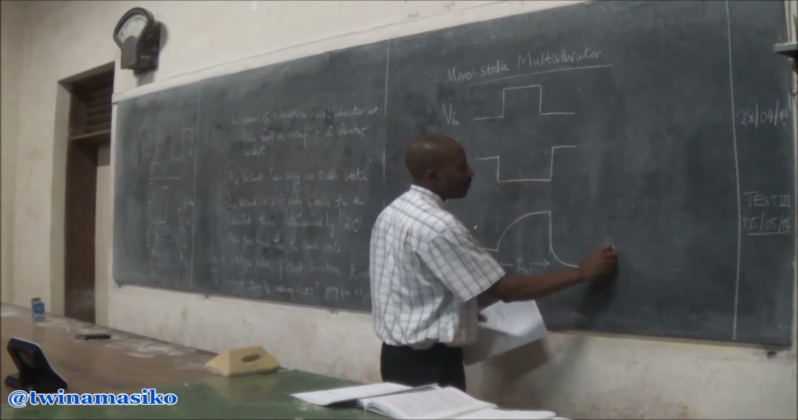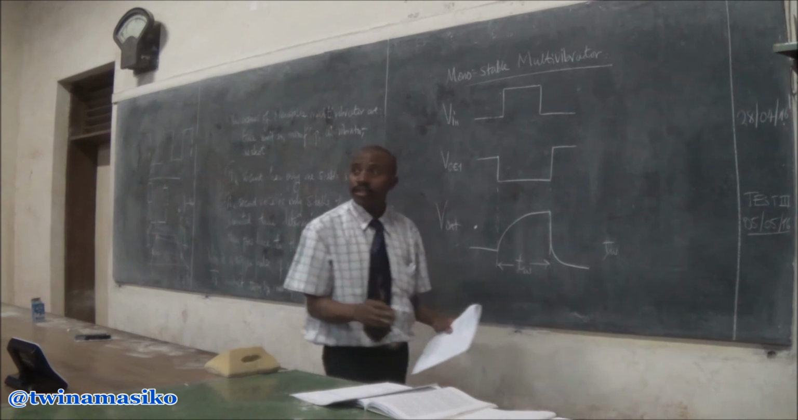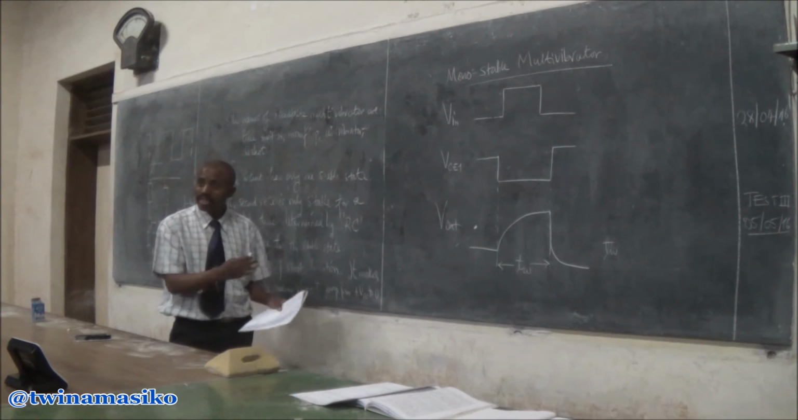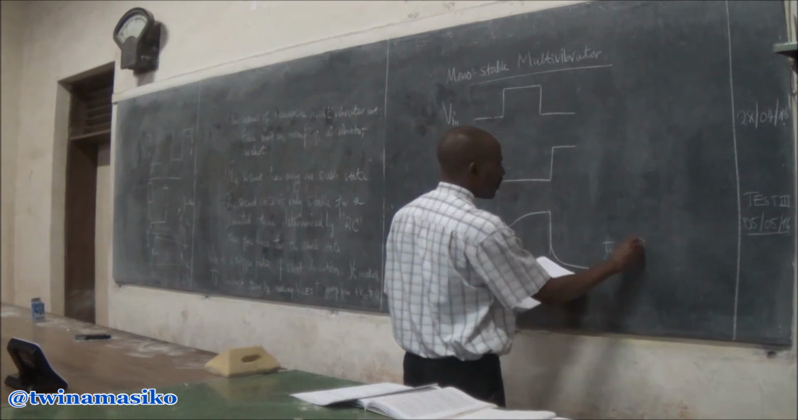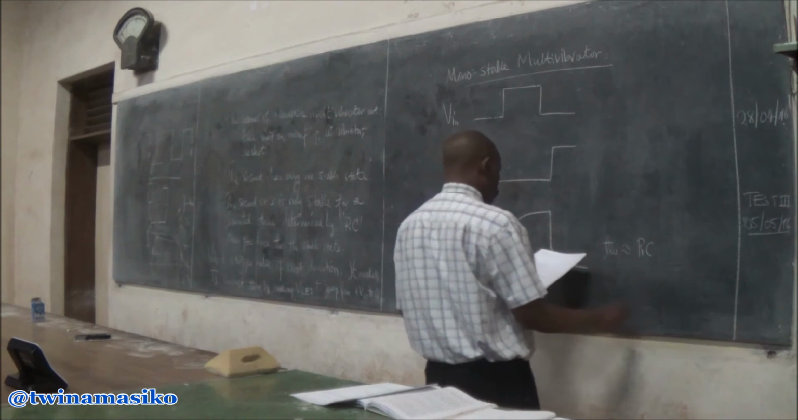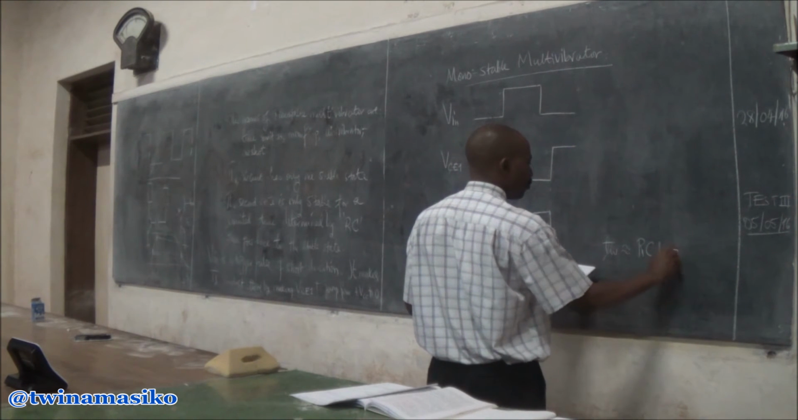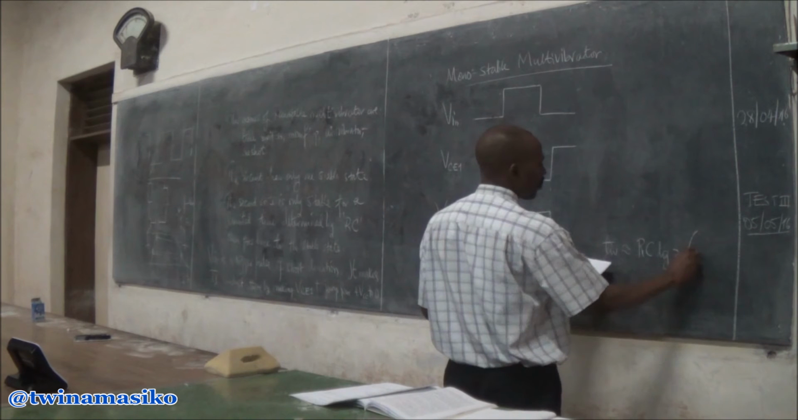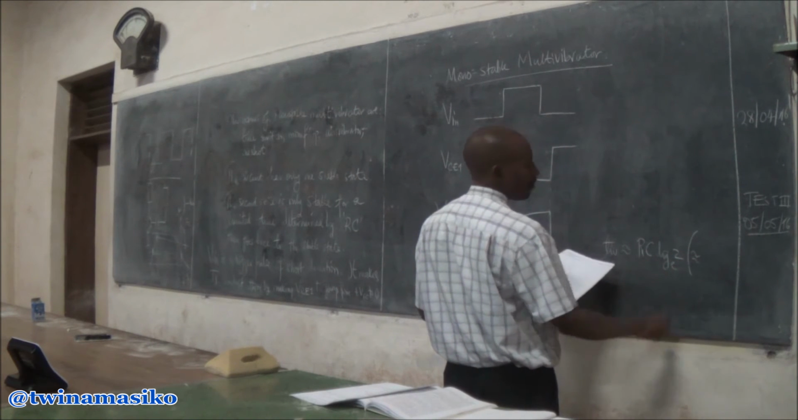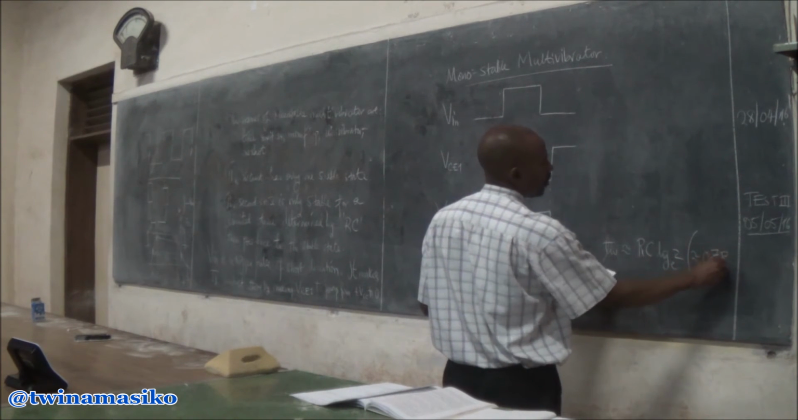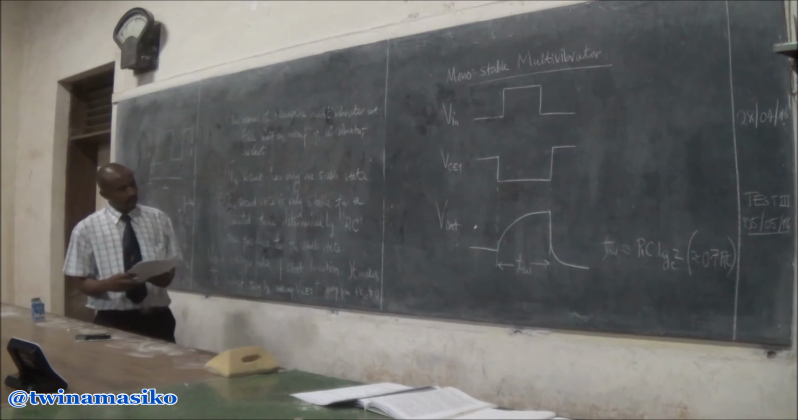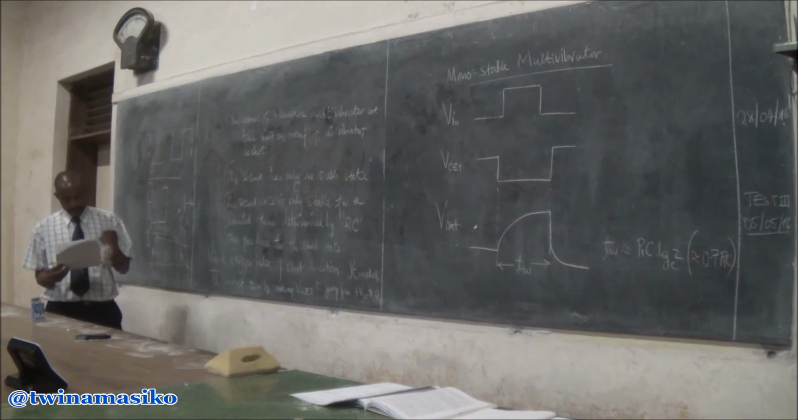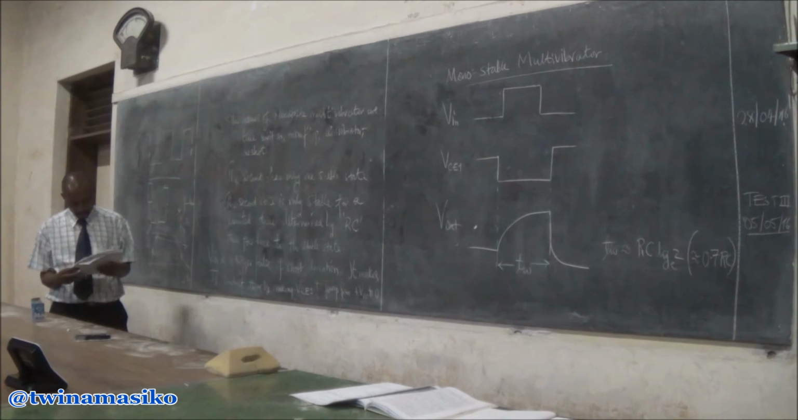TW, this time under which the other state can be stable, that little time when you can have a stable state, is the same as RC times the natural log of 2, which is approximately 0.7 RC. You could check in your literature.